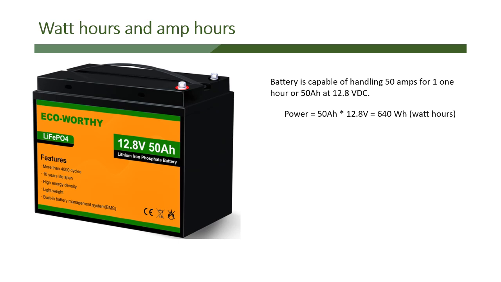And so power is equal, in this case, to 50 amp hours times 12.8 volts, and we get 640 watt hours. So the power here is 50 amp hours times 12.8 volts, which is 640 watt hours. And that's how much energy we could pull out of this battery.